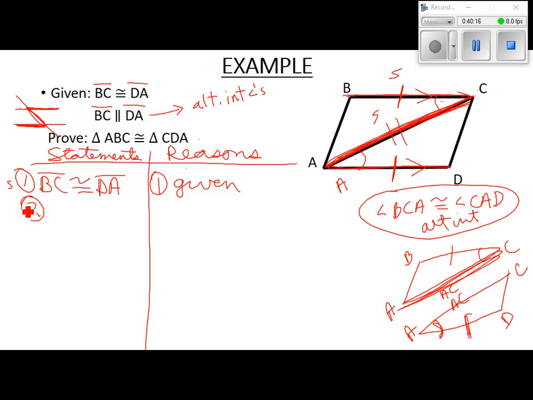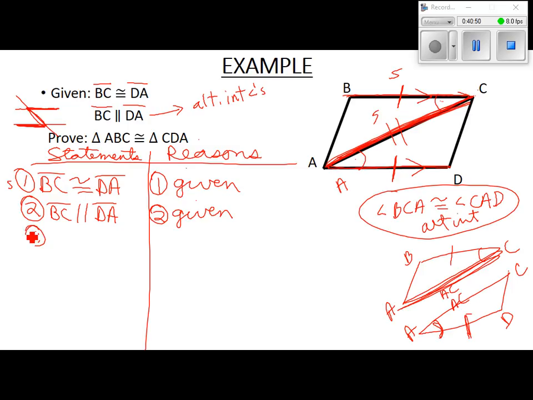Where do I go next? BC is parallel to segment DA, and that was given. Now, do I put an S beside this? No. That wasn't saying they were congruent, it was saying they were parallel. What did knowing that these segments were parallel to each other help us find?